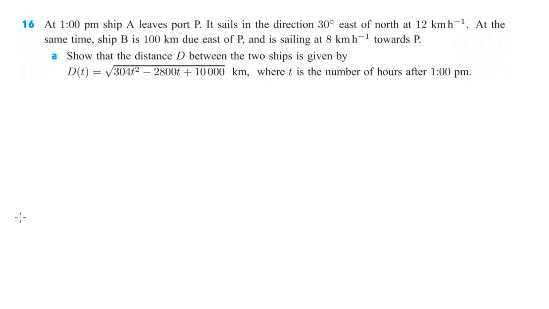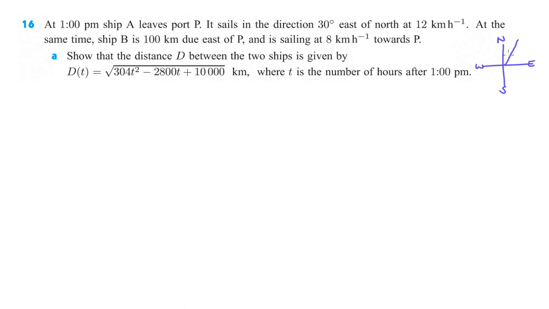16. At 1 o'clock, ship A leaves port P, sails in the direction of 30 degrees east of north at 12 kilometers per hour. Okay, so let's take a look at that. East of north. That's kind of an interesting way to describe that, isn't it? Okay, so what they're really trying to say here, direction of 30 degrees east, here's due north, and they're saying 30 degrees east of that, so to the right here.